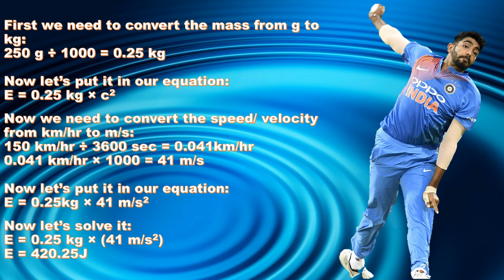Now let's put it in our equation. E equals 0.25 kgs into 41 meters per second squared. Now let's solve it. So E equals 420.25 joules.